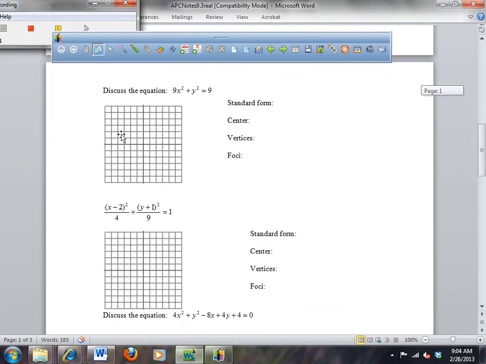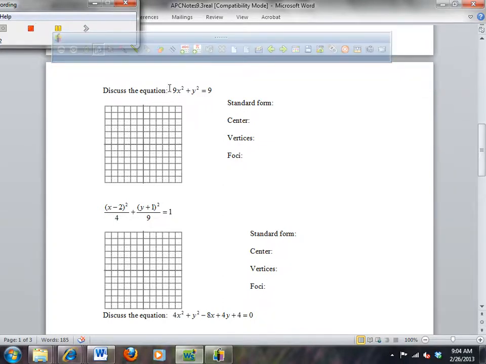Now we have to discuss the equation. So you say, oh, that's a very nice equation, don't you think so? Oh, yeah, that's looking pretty good. Good. What do you think? Okay, no, that's not what they mean by discuss.